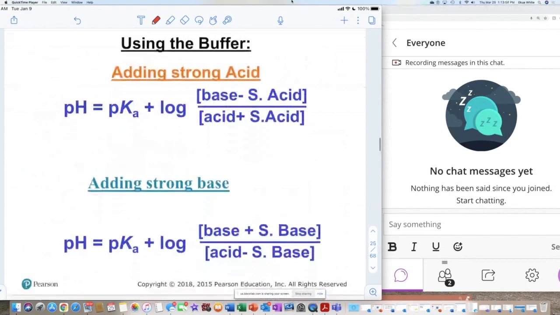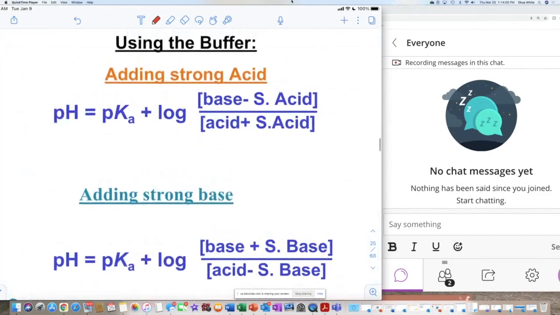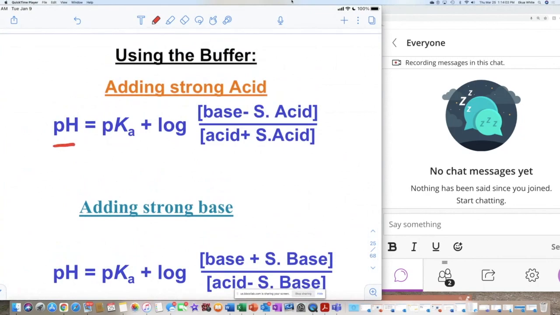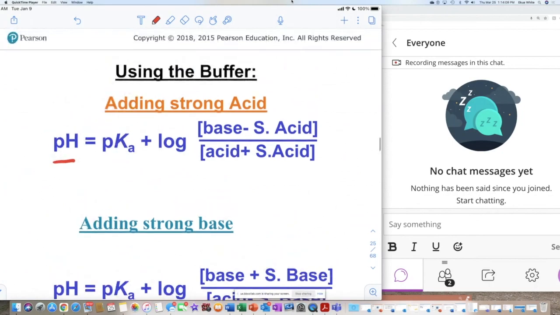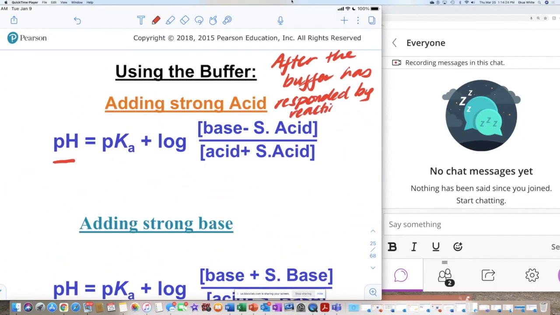For right now, let me skip straight to this part here and talk about how we can then figure out the pH after we have had the disturbance. So here we're using the buffer. After the buffer has responded by reacting with acid or base, we have used the buffer. The buffer worked. But when we say the pH didn't change, did it really not change, or did it change slightly?